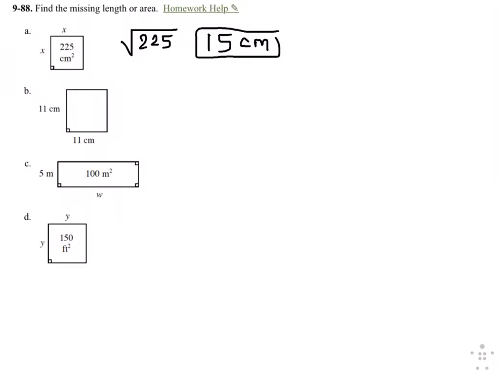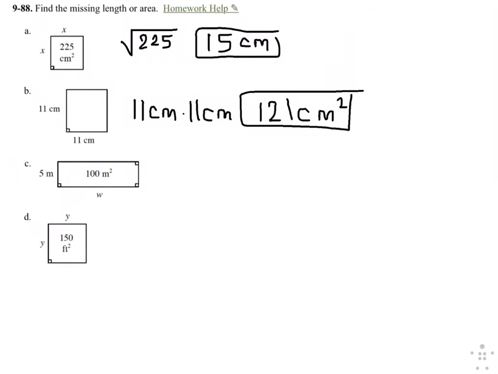Okay? For B, they want us to find the area, so they're asking us what is 11 centimeters times 11 centimeters, or 11 centimeters squared, right? And that comes out to 121 centimeters squared.